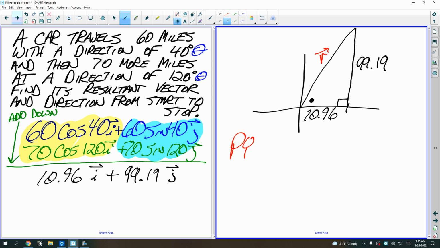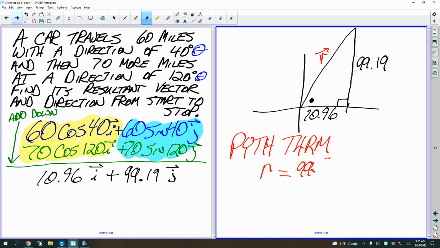Okay, so now I'm going to use the Pythagorean theorem. Always. And I'm going to get R. I think it's going to be real close to like 100. Let's find out. It just seems like it should be, doesn't it? 99.79 is the resultant vector. Okay, that is miles.